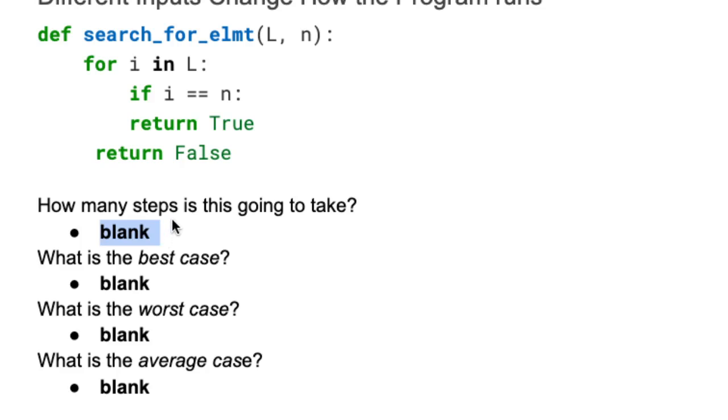Oh, and by the way, how many steps? That's the same thing. You can think of that as operations. We call it how many operations it'll take.